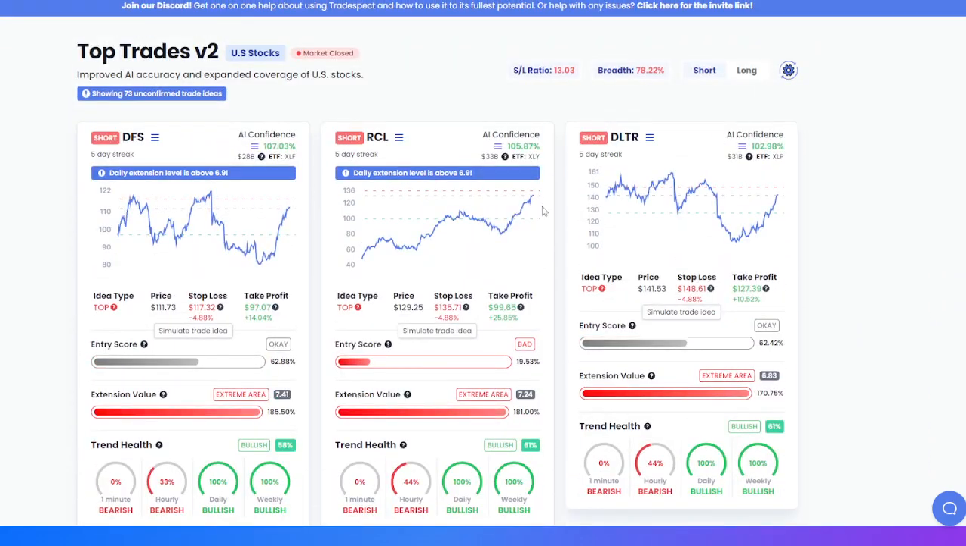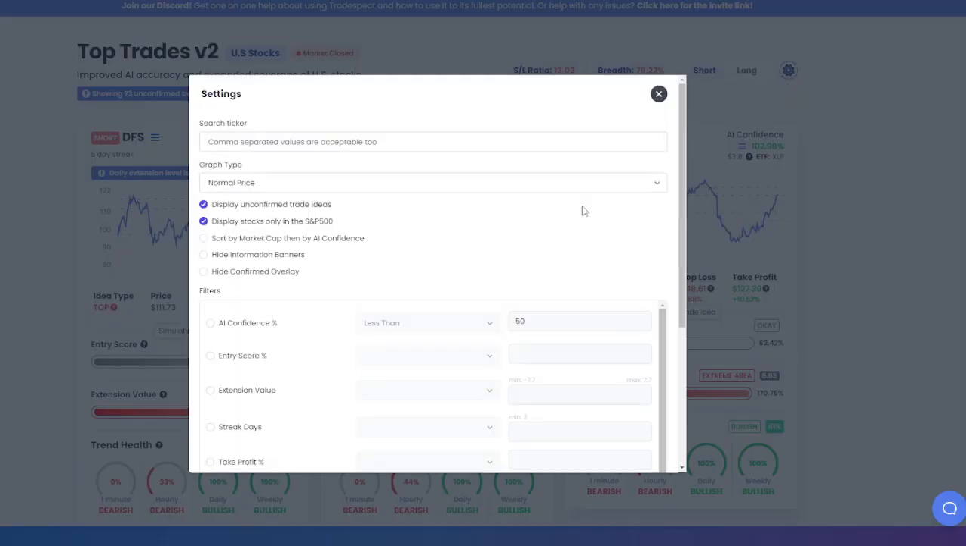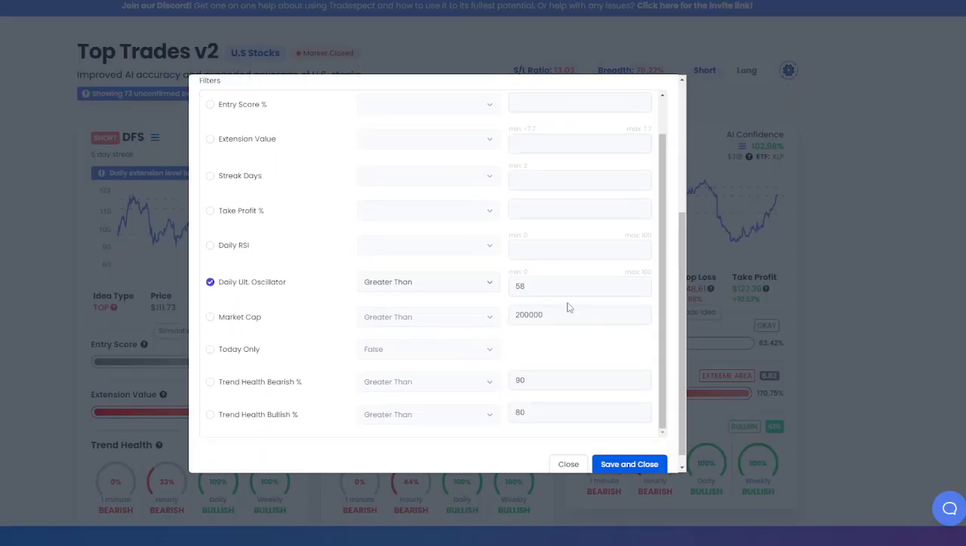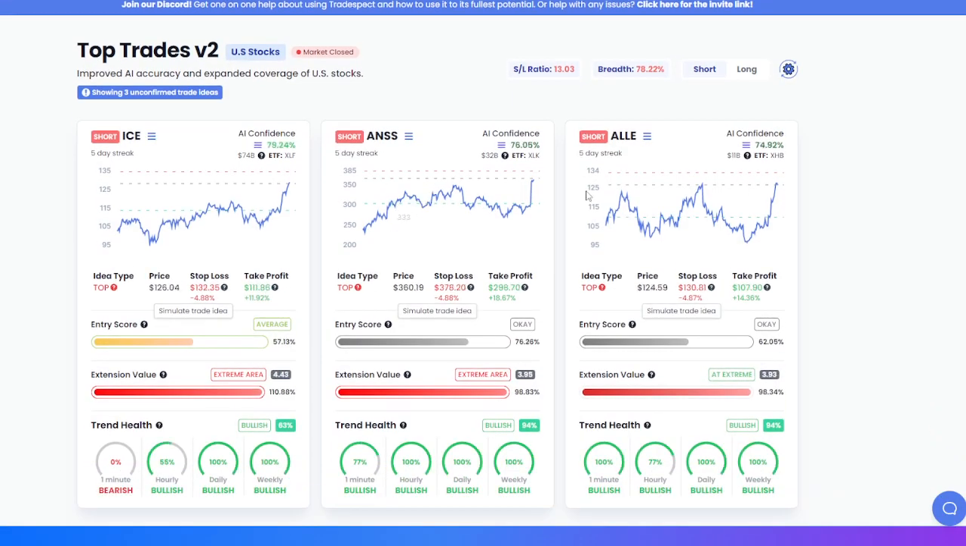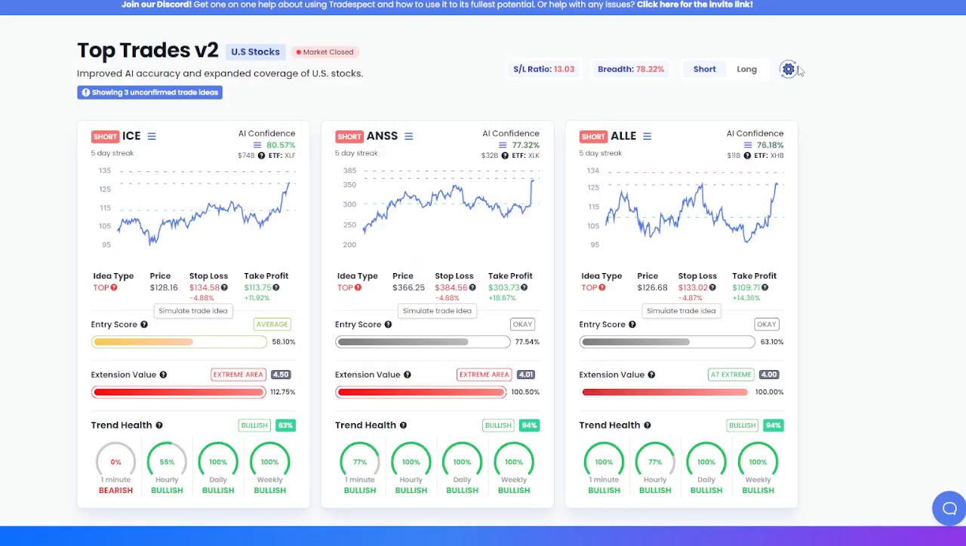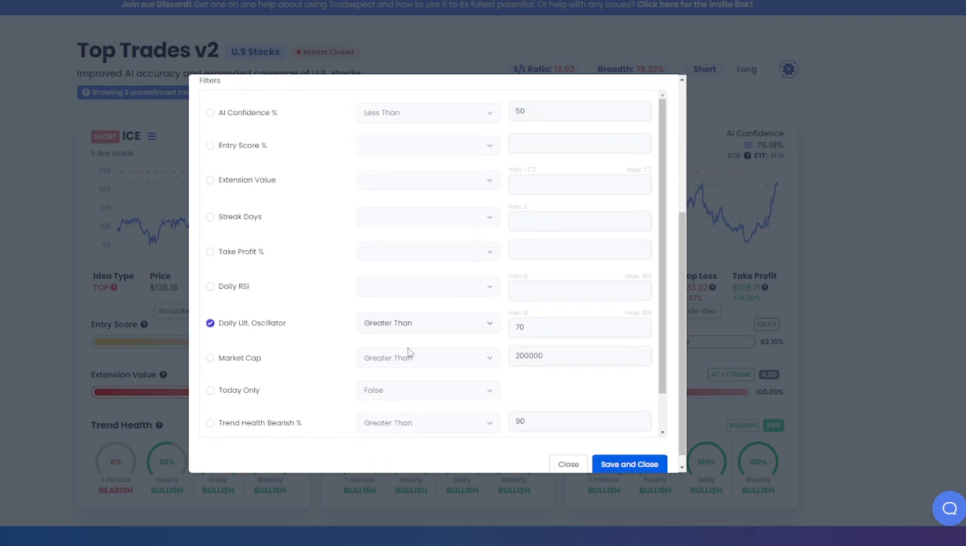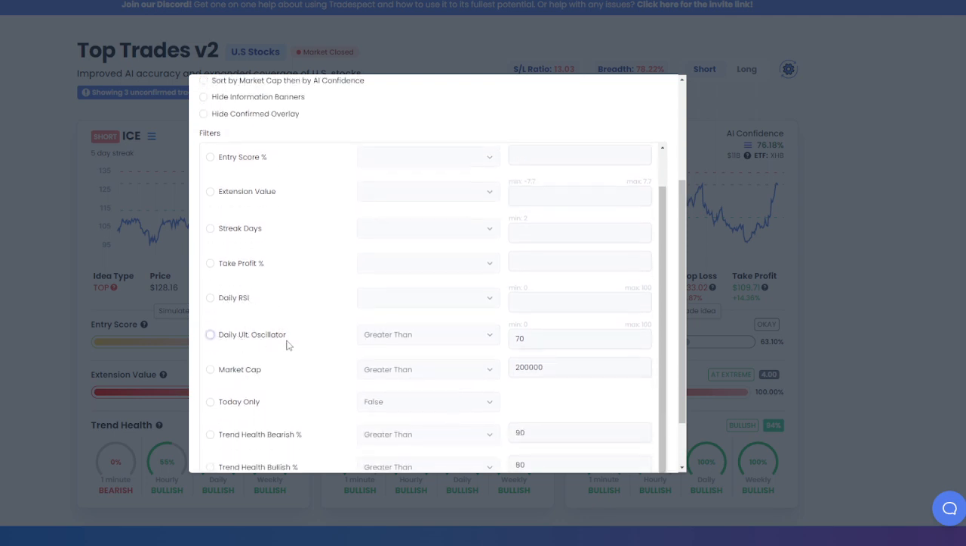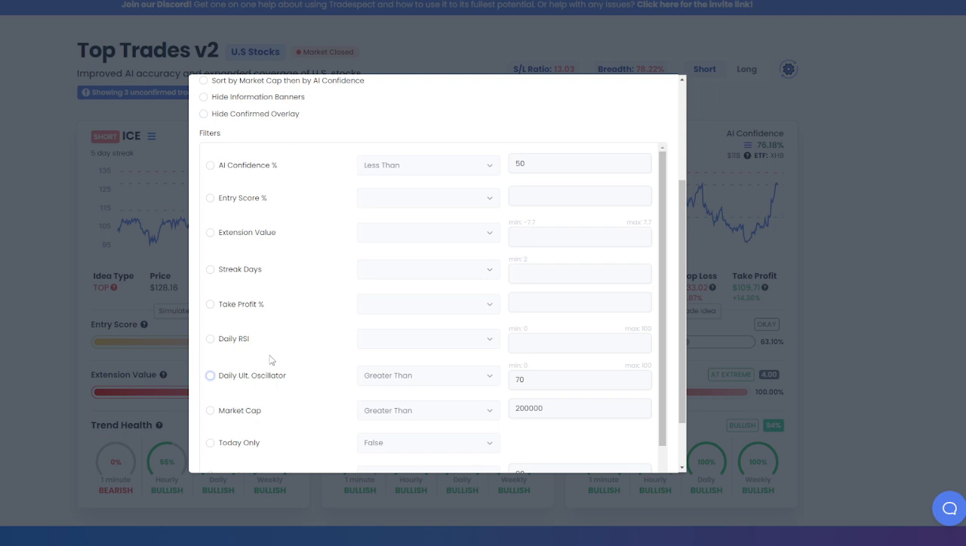So I believe this is the daily ultimate oscillator, and this helps identify tops too. It goes between 0 and 100. Something over like 75 is kind of approaching a top. If you know what the ultimate oscillator is, you know what values to use, the RSI, and take profit and stuff.